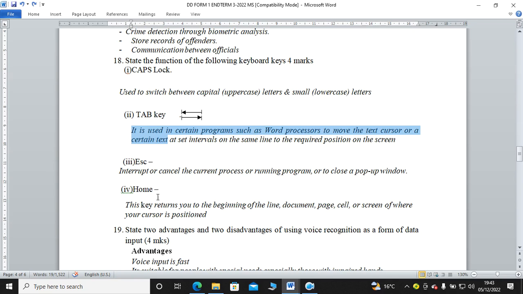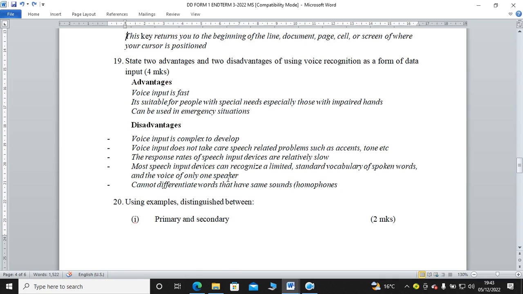Then you have the home key. This one is used to take the cursor home or at the start of the sentence. Like now, see guys, where my cursor is blinking at, I press home key. I want to press home key. See what happens. The cursor goes at the beginning of the line.